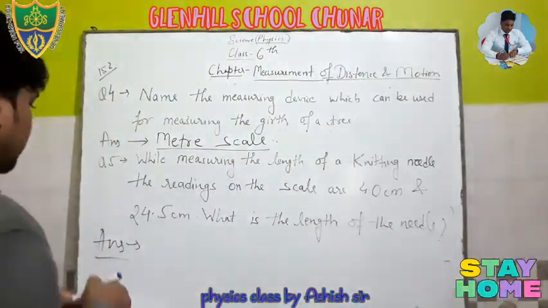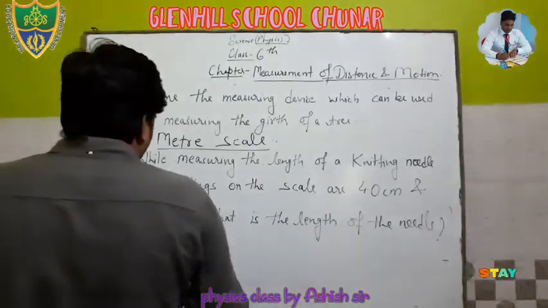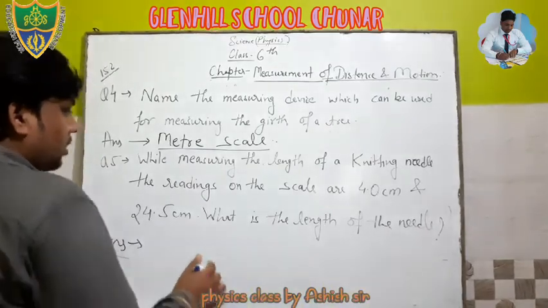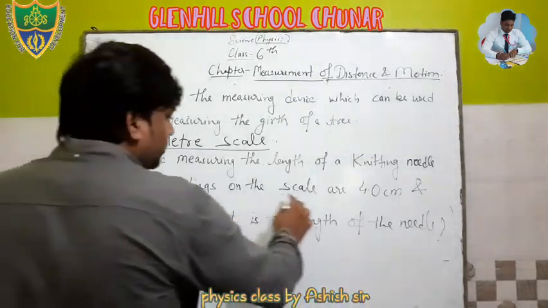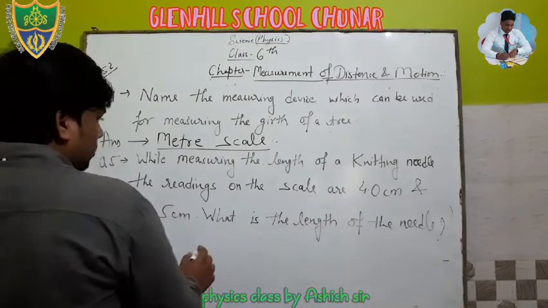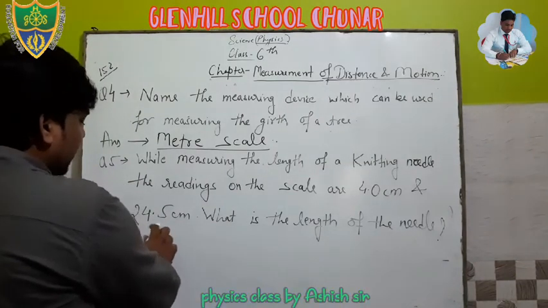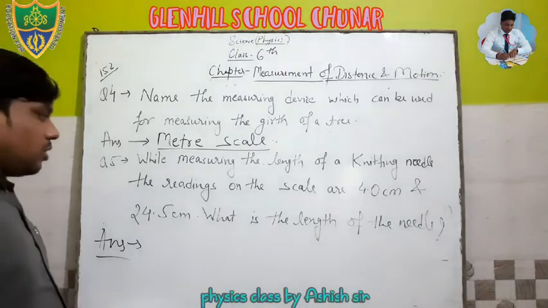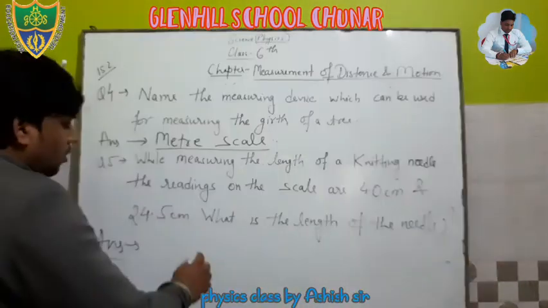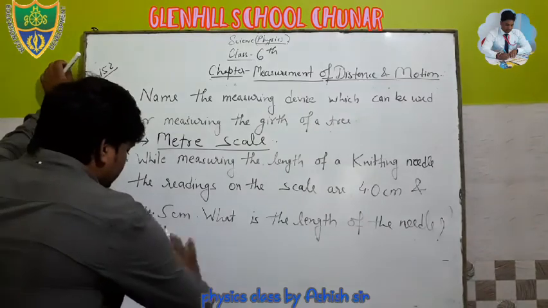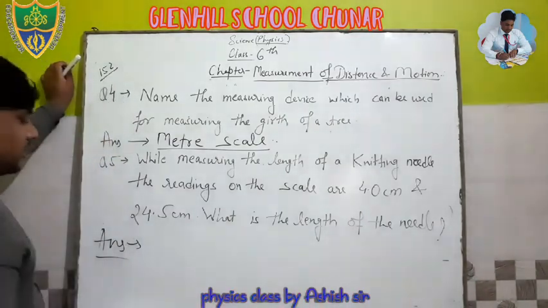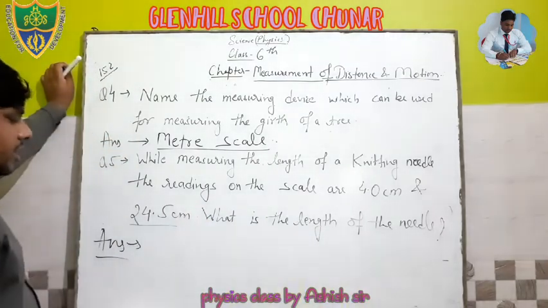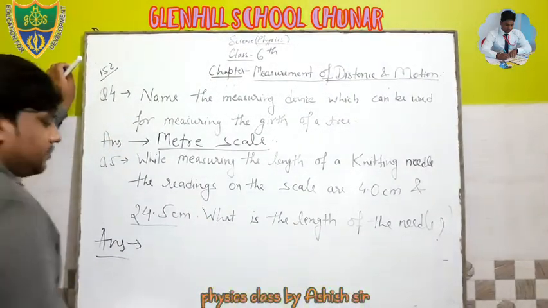Now, let's start. This type of question we discussed in the previous class. The first reading is 4.0, and the second reading on the scale is 24.5 centimeter. So we had said that we subtract the previous reading from the final reading.